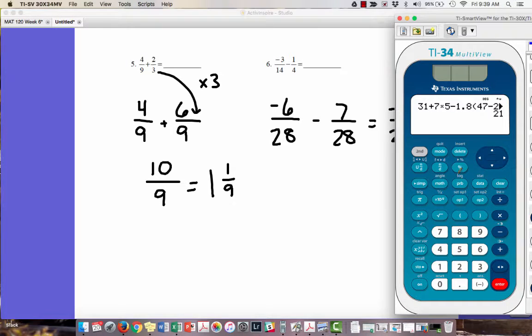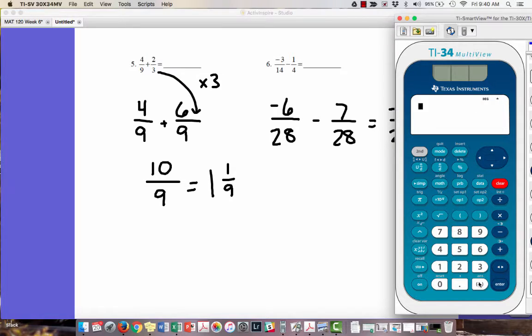And both of these you can check on the calculator by saying, we're just going to use our fraction key. So I'm going to say 4/9, and then get out of that fraction, say plus 2/3. And I get 1 1/9.